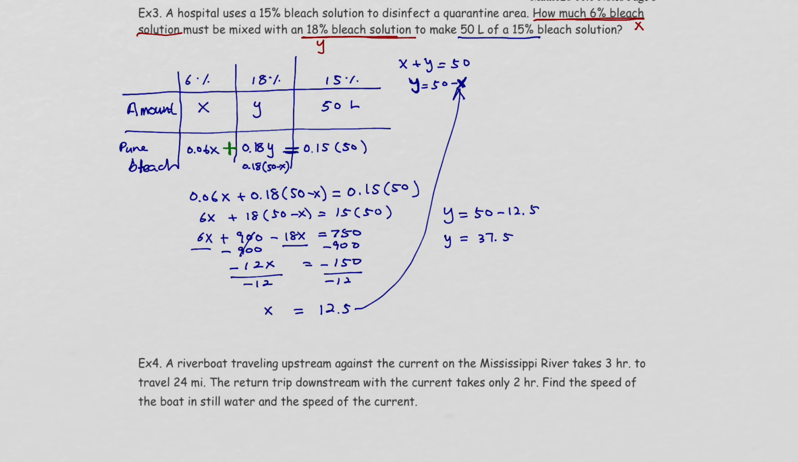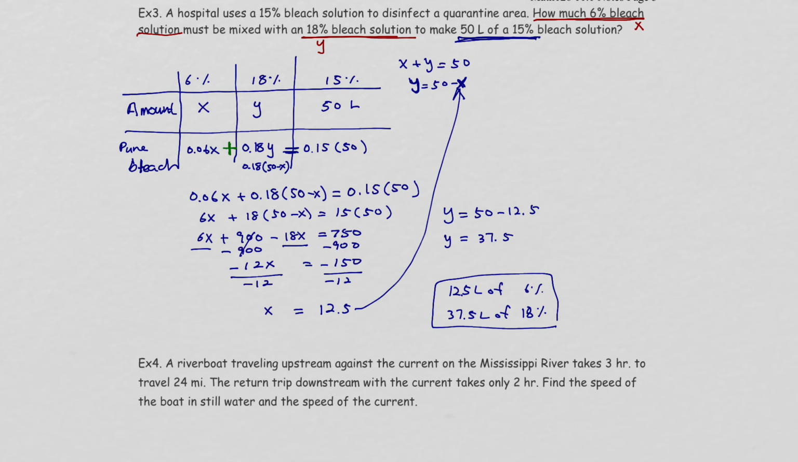So you will say 12.5 liters of 6% bleach solution and 37.5 liters of 18% bleach solution is what you're going to require in order to create 50 liters of 15% bleach solution.